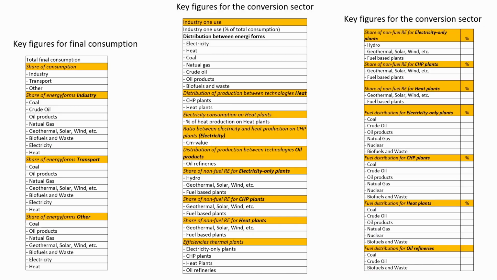Here is an overview of all the key parameters in the Excel sheet. We have key parameters here for the final energy use, and we have key parameters for the conversion sector here. So in the climate scenario model, you have to fill in all these cells in the Excel sheet.